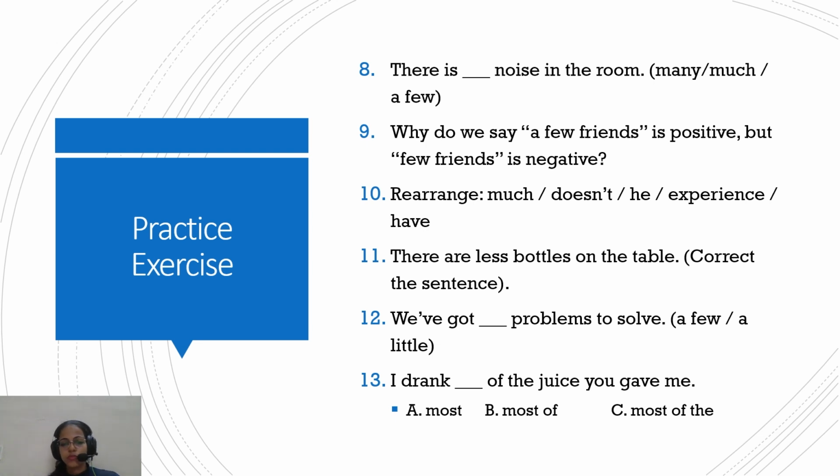We've got dash problems to solve. A few, a little. So we will again look at the noun. What is the noun? Problems is a countable noun. So we will say a few because little is used for uncountable. I drank dash of the juice you gave me. Most of the juice, because of the is anyway written here. So we choose option A, most. Most of the juice you gave me.